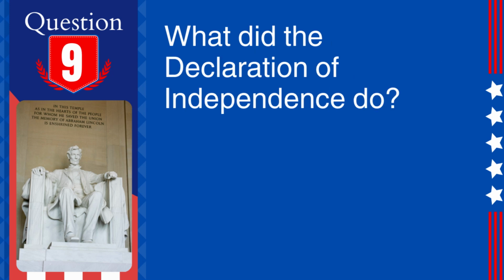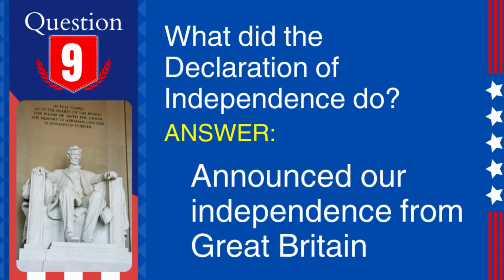9. Question. What did the Declaration of Independence do? Answer. Announced our independence from Great Britain. Explanation. It declared the 13 American colonies as independent states, free from British rule.